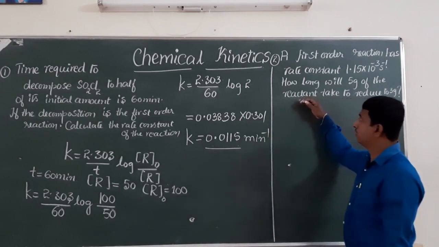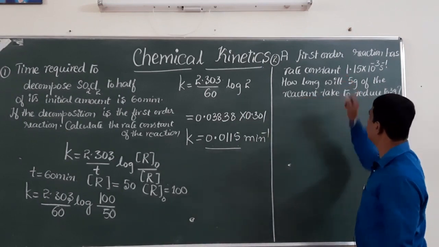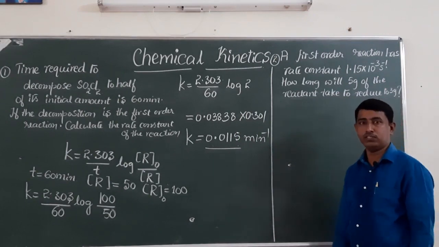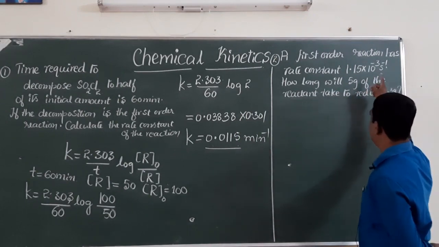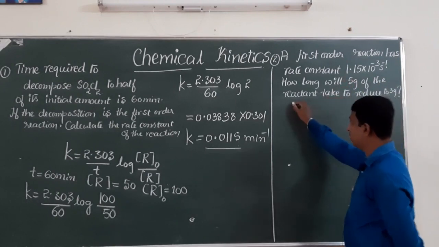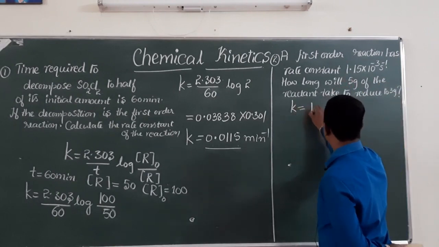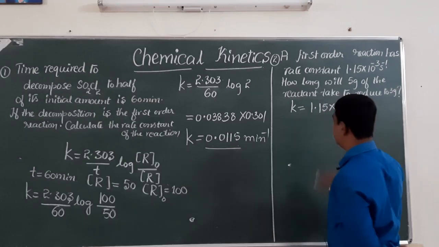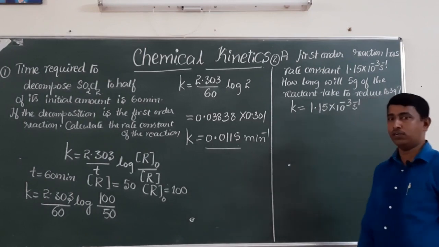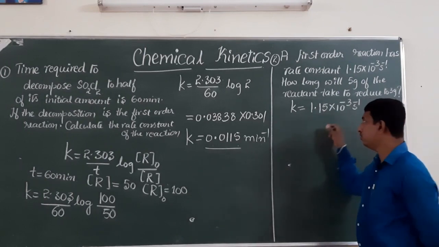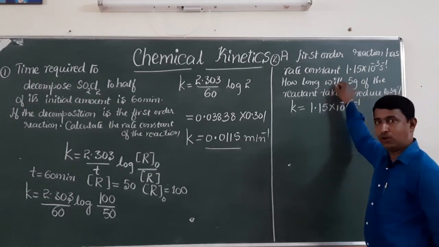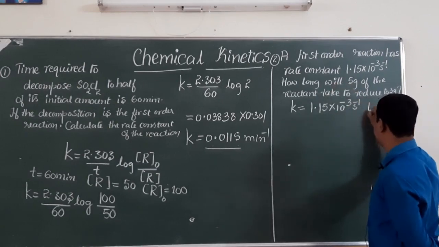Let us take the second question. A first order reaction has the rate constant, that is k value is given. It is equal to 1.15 into 10 to the power minus 3 per second. So rate constant k is equal to 1.15 into 10 to the power minus 3 per second. How long? How long means you have to calculate the value of time t.